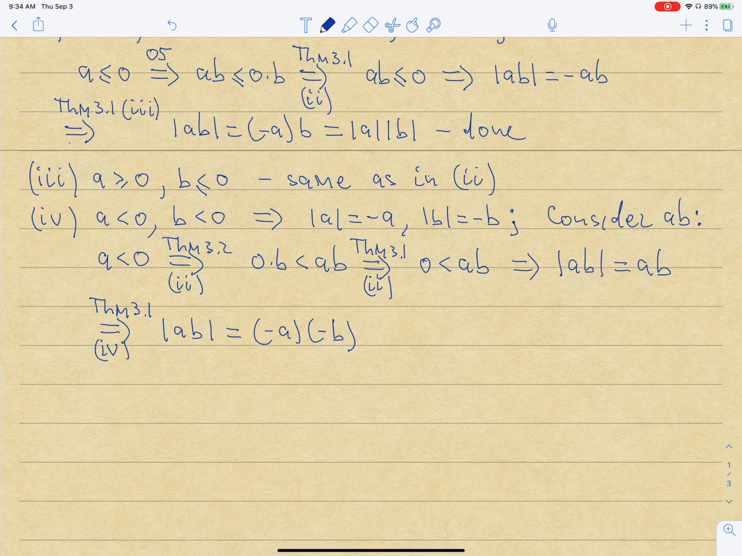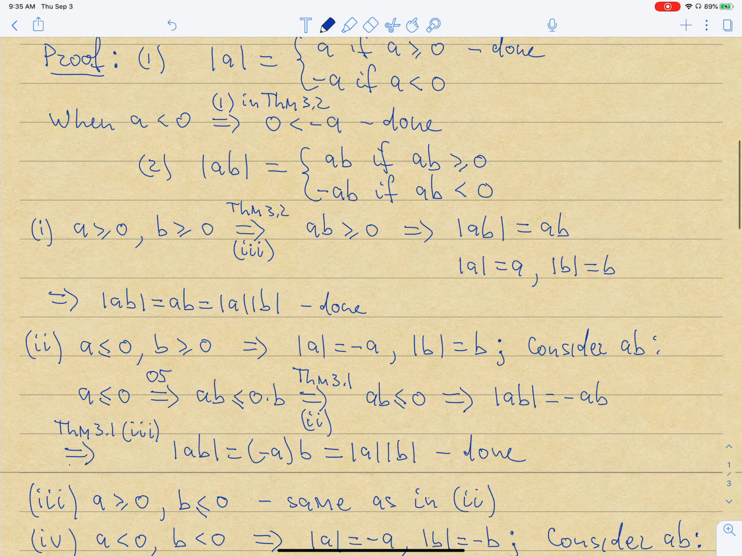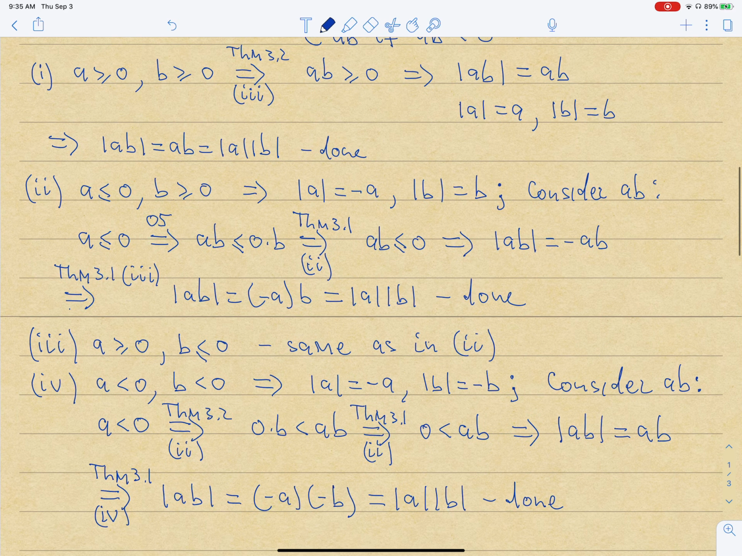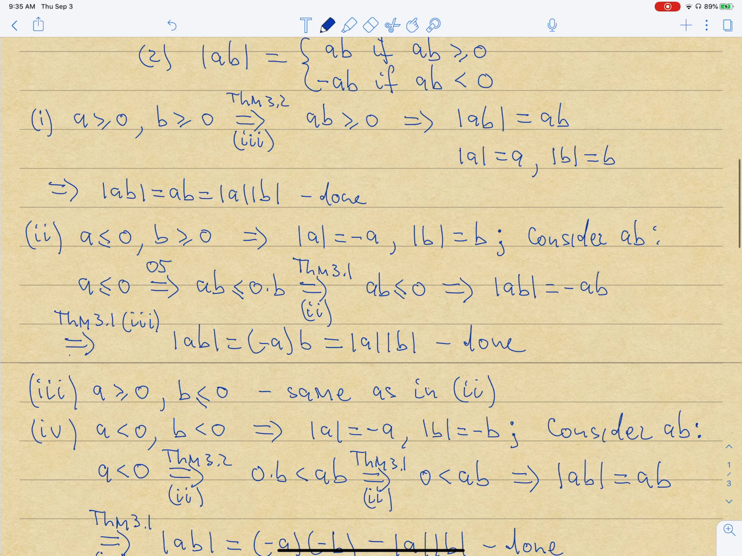And then finally, we use the definition of absolute value of AB that we have here. Minus A is absolute value of A, and minus B is absolute value of B. So absolute value of A times absolute value of B, and we're done here. So that means that we have a pretty lengthy computation, but we covered all 4 cases. And so then we're done here as well.